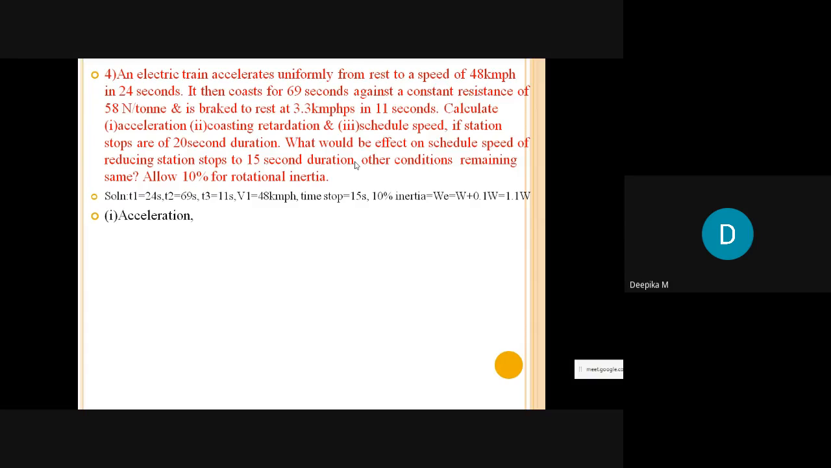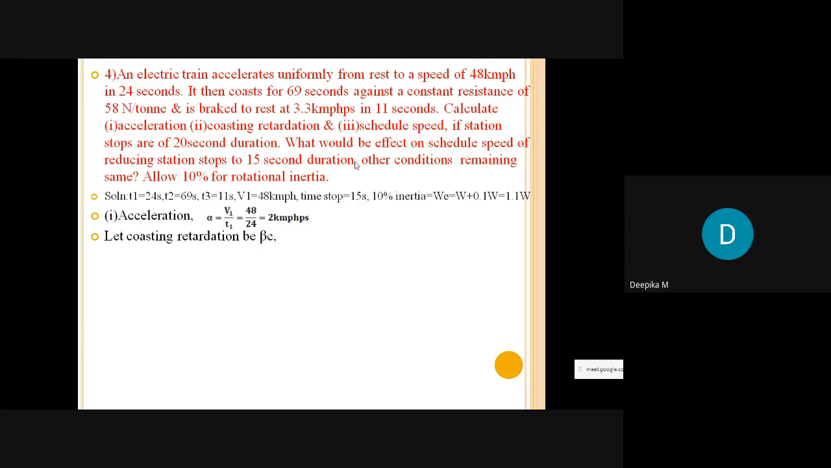First, we have to calculate acceleration. Acceleration is nothing but alpha. They have given V and V1 value, which is Vm again. Therefore, V1 by T1, that is speed by time, will give you the acceleration. Hence, I could write this formula: alpha is nothing but V1 by T1. 48 by 24 will give you the answer 2 kilometer per hour per second.